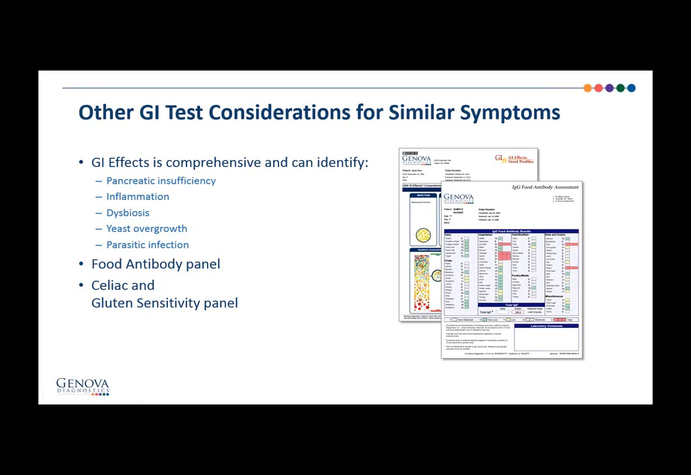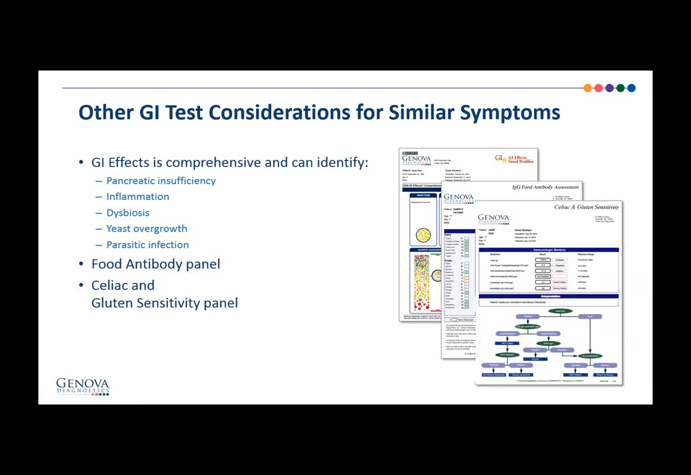Also, the IgG reactions can extend beyond the GI tract. They might have IBS-type symptoms with certain foods, but they also might have skin issues or joint issues that are delayed. It can happen within a few days of eating a food. So the IgG food antibody test could be used for those types of patients. And then, of course, the celiac and gluten sensitivity panel in patients where you want to rule that out.